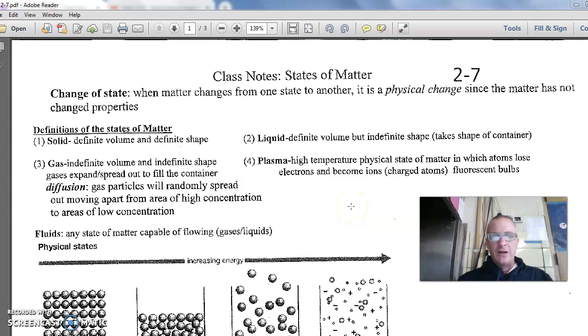Welcome to our notes on 2-7. We are in Unit 2. Unit 2 is an extension of Unit 1.